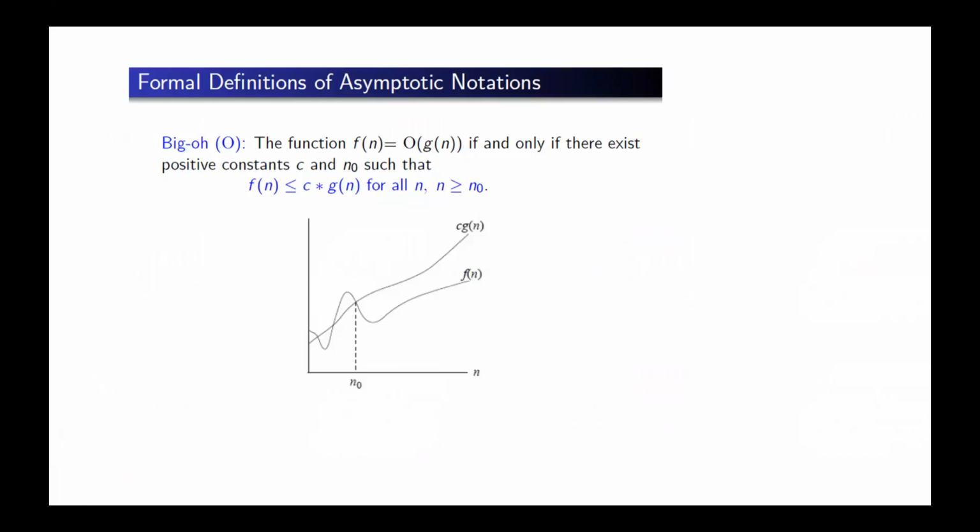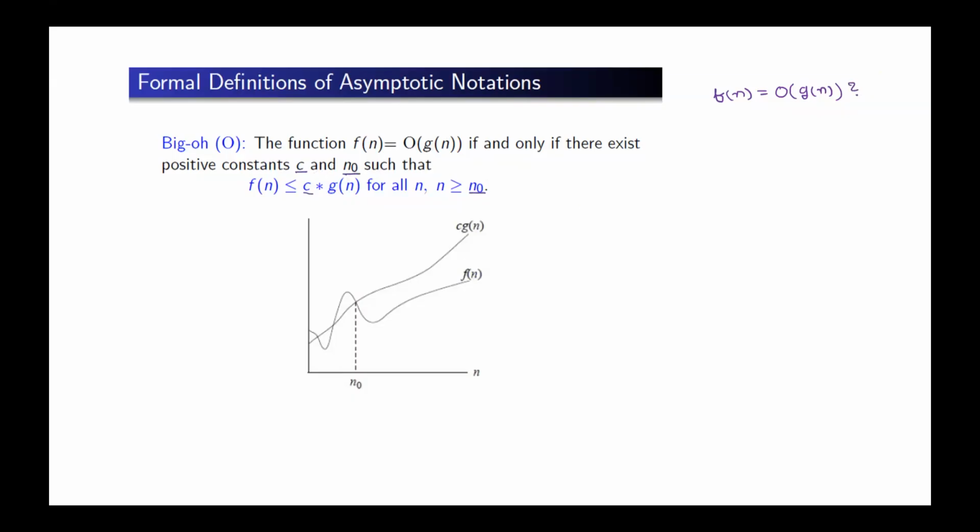Last class we discussed a formal definition of big O notation. When do we say that f of n is big O of g of n? If there exist two constants c and n naught such that f of n is less than or equal to c into g of n for all n greater than or equal to n naught. That's what we discussed in the previous class.